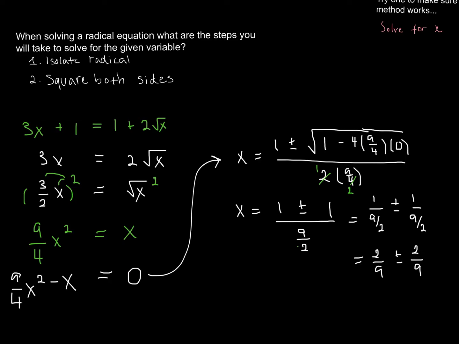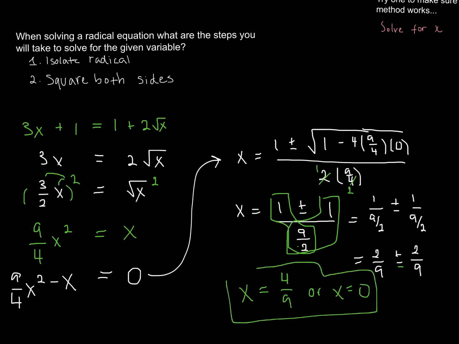And what I can do is simplify that. This is the same as 1 divided by 9/2 plus or minus 1 divided by 9/2. 1 divided by 9/2, remember, dividing by a fraction is the same as multiplying by its reciprocal. So I multiply 1 by 2/9. Well, 1 times anything is just that something. Same thing over here. And so I'll have that x is equal to, and let's imagine this were the plus version first, 2/9 plus 2/9 is 4/9. Or x equals 2/9 minus 2/9 is 0. So those are the two solutions.